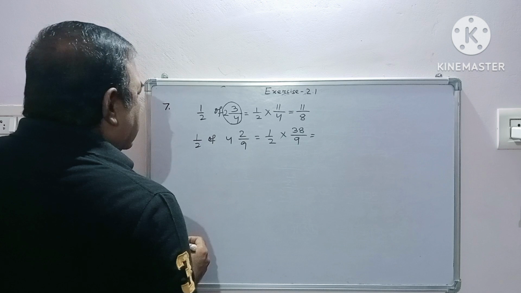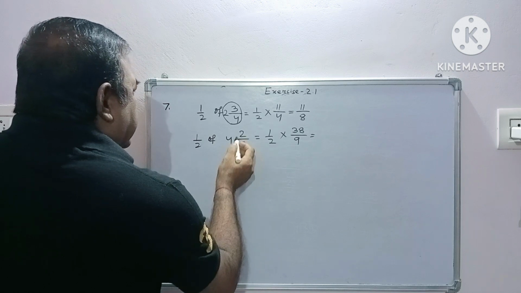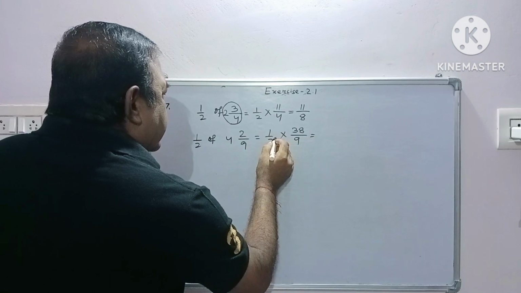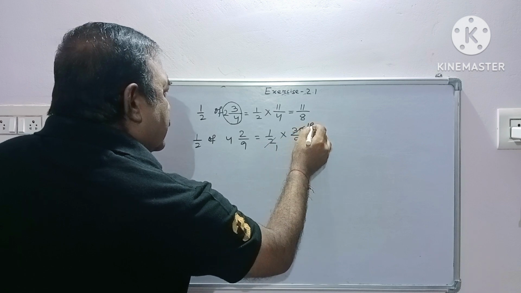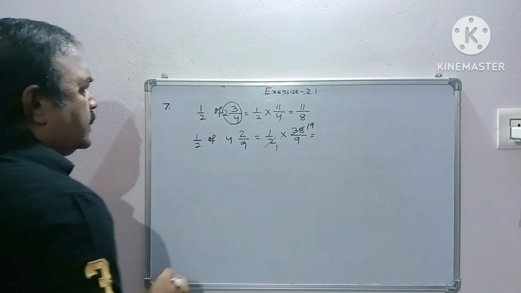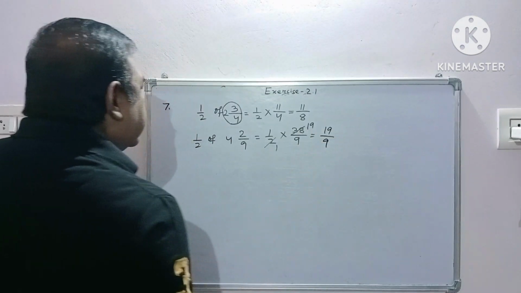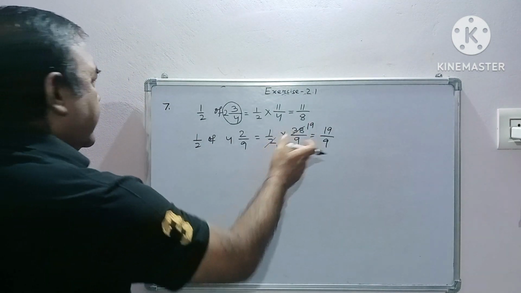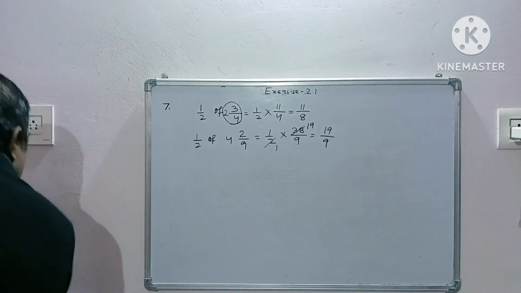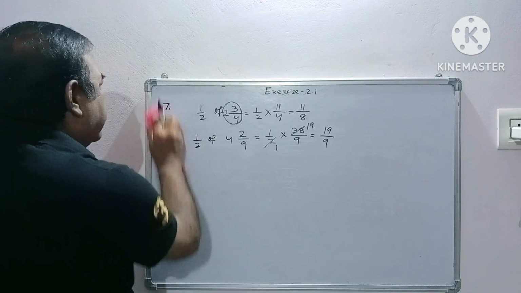You see, 4 nines are 36 plus 2, 38 upon 9. 2 1s are 2, 2 19s are 38. So 1 into 19, that is 19 upon 9. You do like this. So this is the final product that we got. So let us go to the last question. That is question number 8.